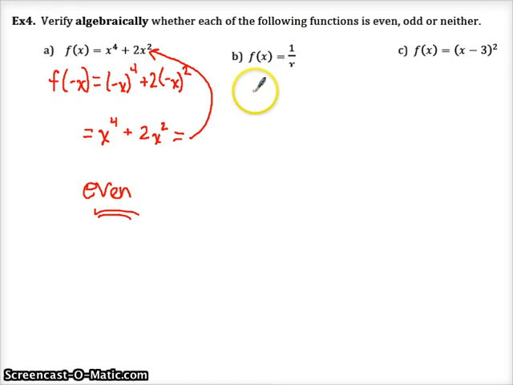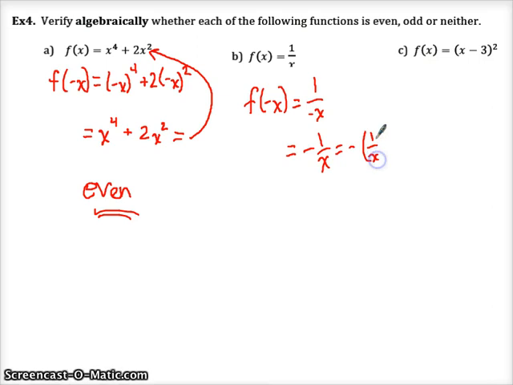Okay, what happens if I do put negative x into this monster? Well, this is 1 over x, so that's going to become 1 over negative x. And that's the same thing as negative 1 over x, which is the negative version of what I started with. So this thing turns out to be odd.